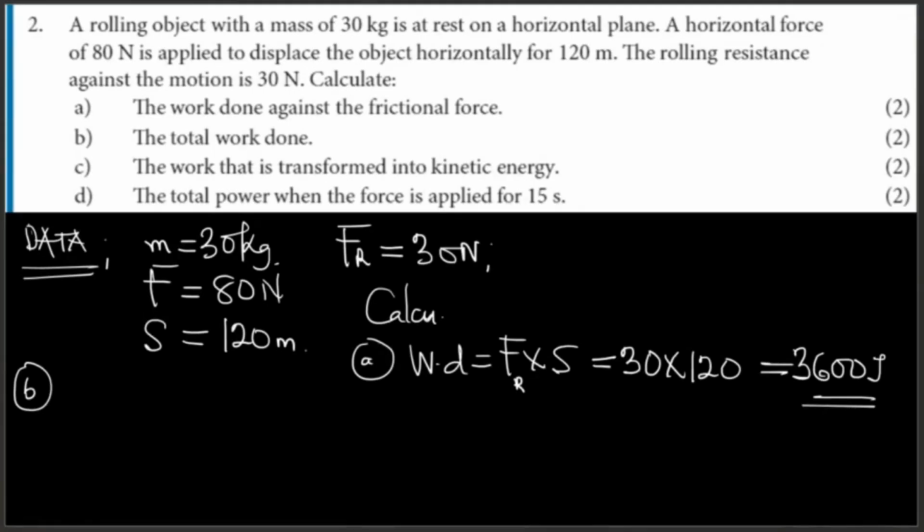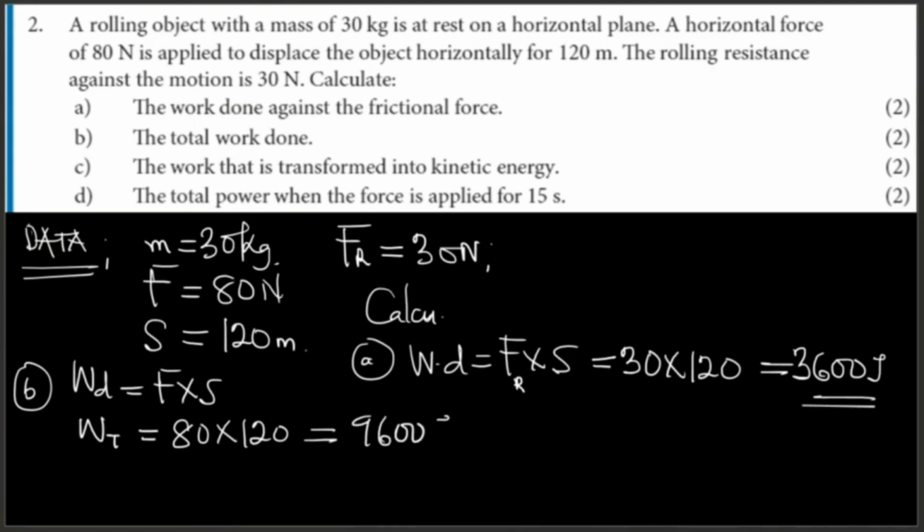The total work done. We know that work done is force times distance. So in order to determine the total work done, the total work done here is going to be equal to the horizontal force that is applied, which is 80, multiplied by the distance, which is 120. 9,600 joules. I'm still going to give you work here.